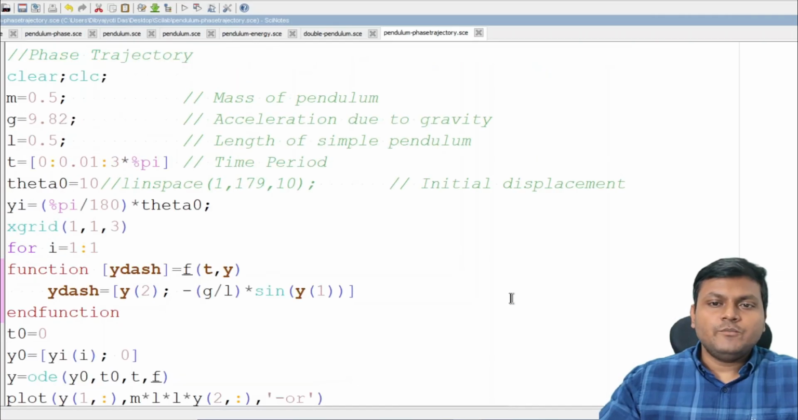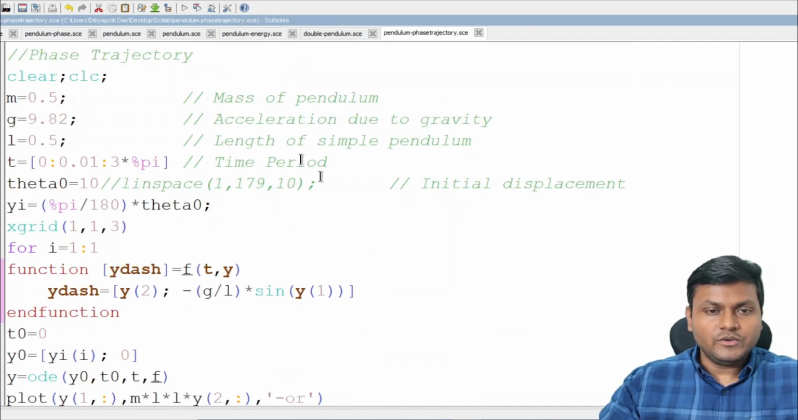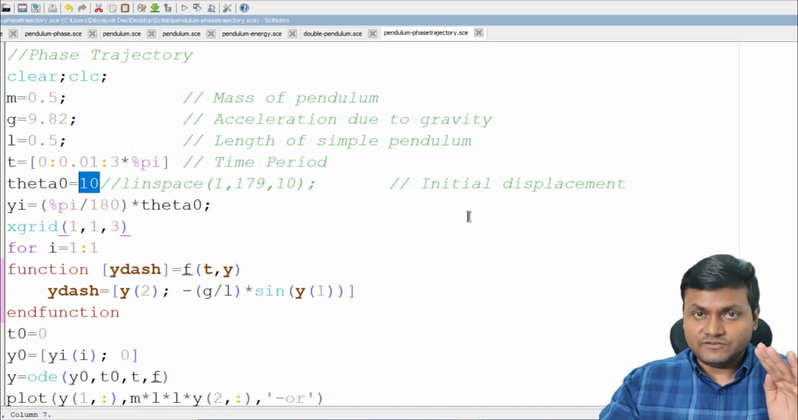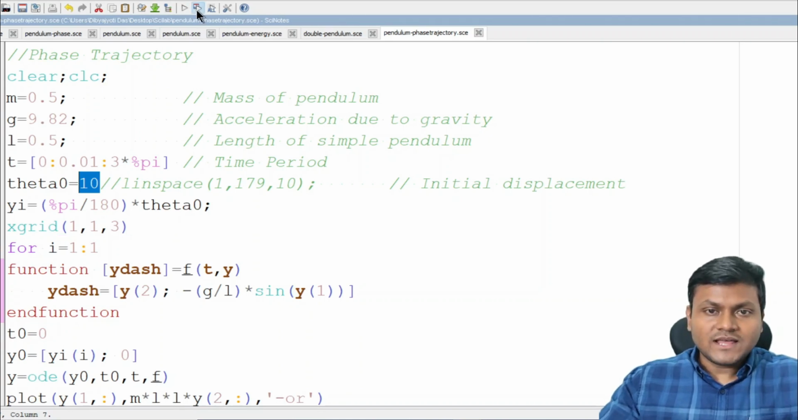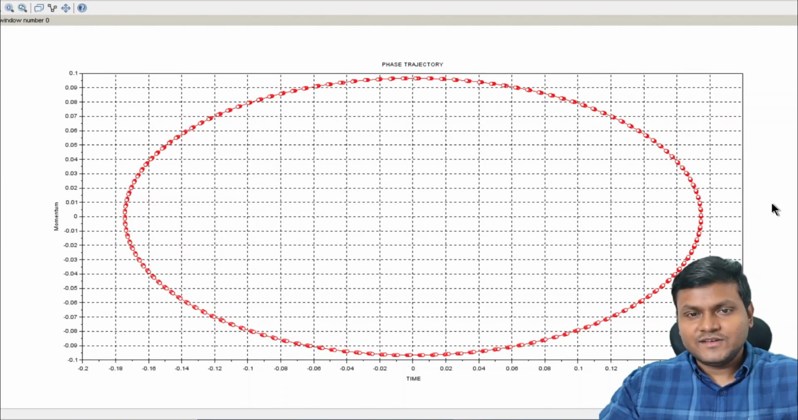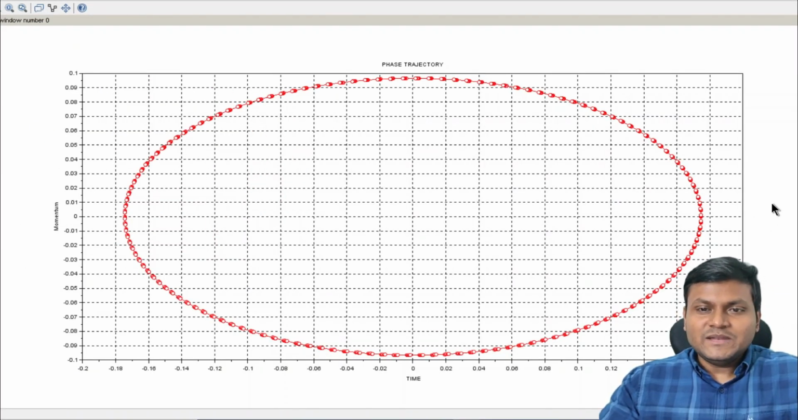So here I have a program again in Scilab where I'm trying to plot p theta with respect to theta for some angle, 10 degrees. 10 degrees is small enough because I have done the analysis for small angle approximations. I have used that solution. So if I come up with the graph, this is the graph. This is clearly an elliptical trajectory, right?